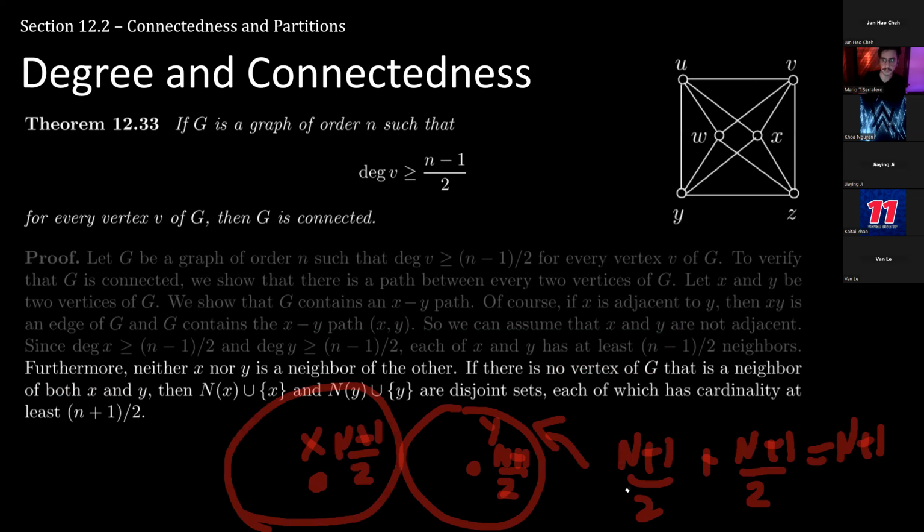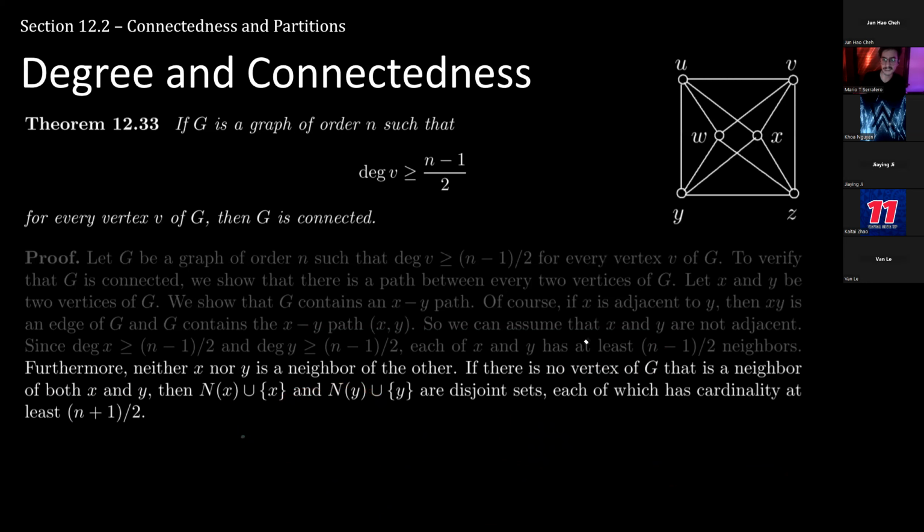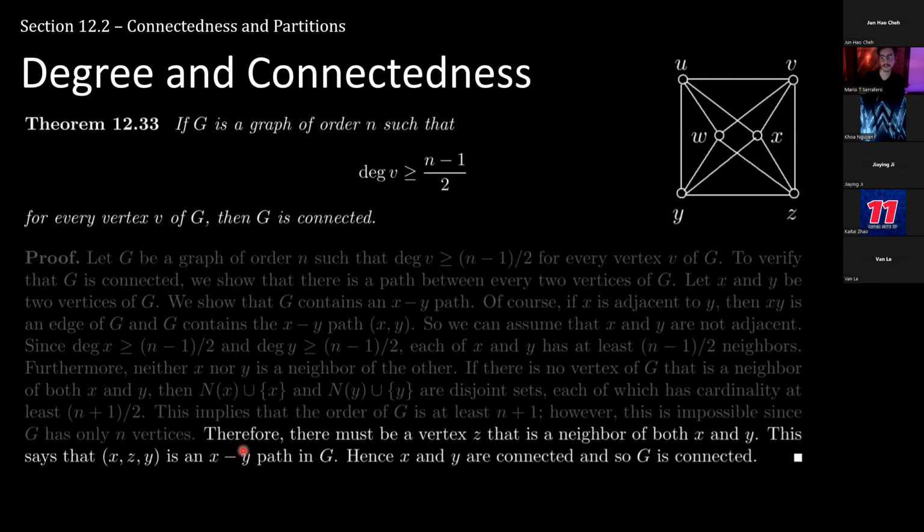But that's a problem because the graph itself has order n. So if I get n plus 1, I'm saying that there are parts of the graph that add up to n plus 1 vertices, but the graph itself has n elements, right? This implies that the order of G is at least n plus 1. However, this is impossible since G only has n vertices. Therefore, there must be a vertex c that is a neighbor of both x and y.